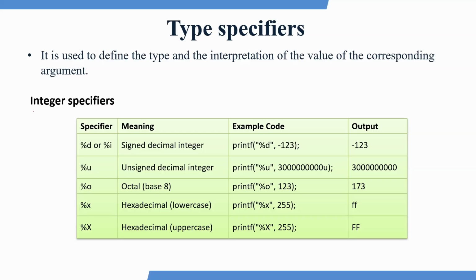See, for integers itself we have different types of conversions based on different purposes. If we want to show the number as an integer, you can use %d or %i. If you want to show the numbers as only positive values, you can go for %u, and if you want to show the numbers in octal base, you can use %o. If you want to show the number in hexadecimal base, %x, or if you want to show the hexadecimal numbers in capital letters, you can go for %X.